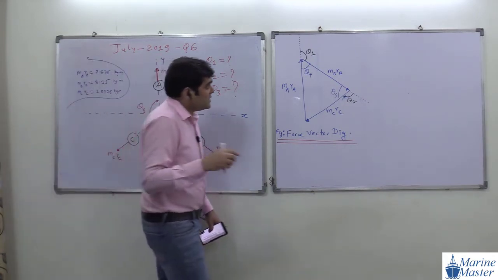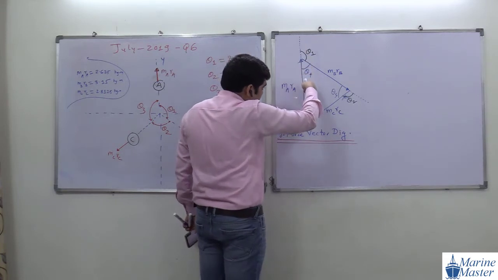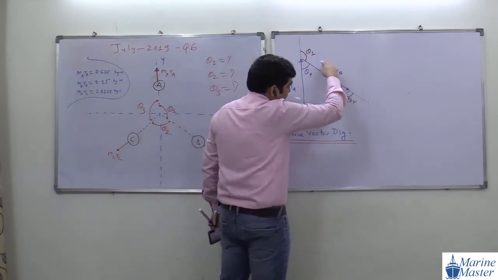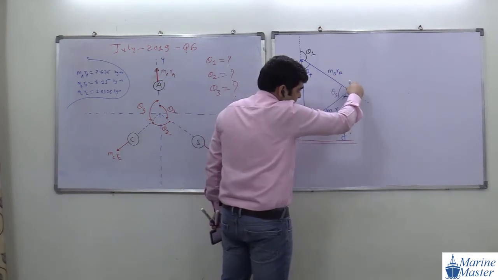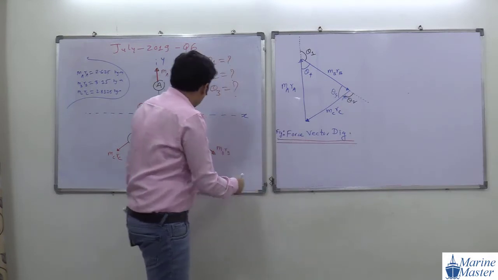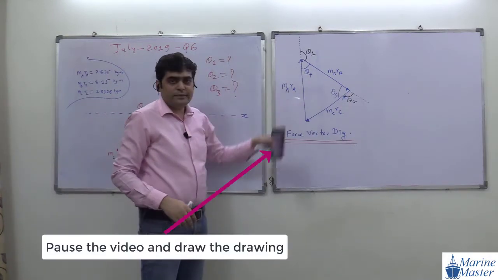And remember, this dotted line must be extended exactly like this. This dotted line extends MBRB and then forms this theta 2. Okay. No need to show theta 3 here. We will get theta 3 directly from here. So please first of all draw this drawing.